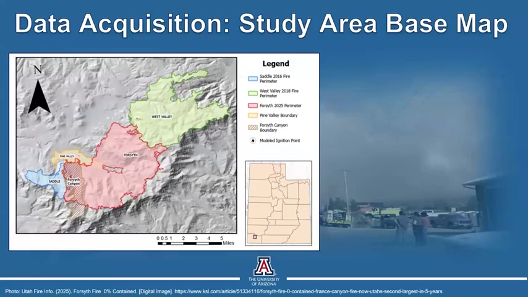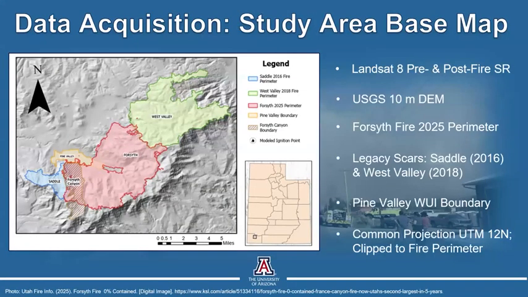This map shows the whole study area and the core data sets used throughout the analysis. I combined the Forsyth Fire perimeter with the 2 legacy fire scars, the 2016 Saddle Fire and the 2018 West Valley Fire, to understand how past burns shape fuel patterns. I also included the Pine Valley community boundary and the Forsyth Canyon terrain outline to define the physical structure of the study site. Bringing these data sets together provided the geographic foundation for analyzing how terrain, wind, and legacy burns influence the Forsyth Fire path.